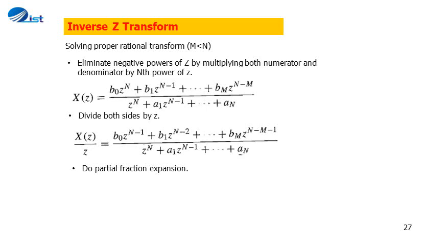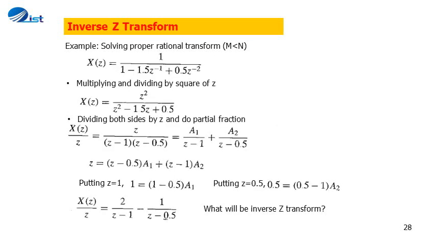After getting the z transform in the power of z, we divide both sides of the equation by z, and we get the expression like this, and then we do the partial fraction. Okay, this is confusing, but it will be clear when we go to the example on the next slide. Okay, so in this example you can see that we have an X of z which is a proper rational transform, which means the degree in the numerator is less than the degree in the denominator.